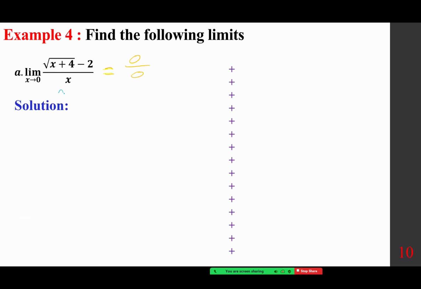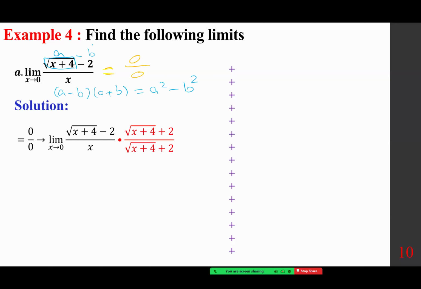The conjugate of a minus b is a plus b, and the answer is a squared minus b squared. Think of this as a minus b. So you just put a plus sign in between, and it becomes a conjugate. You multiply and divide by it. You can do this because it is equal to 1 and it's acceptable.